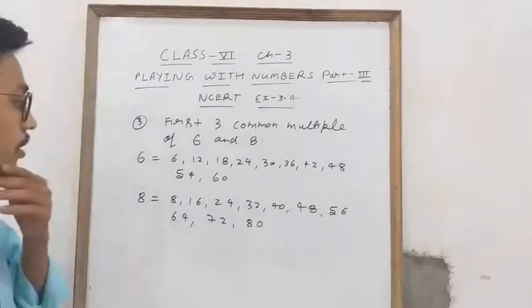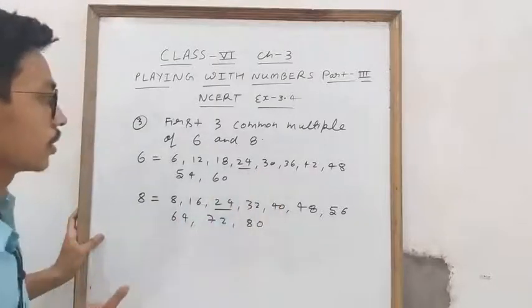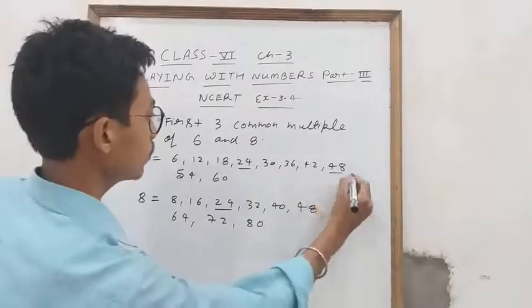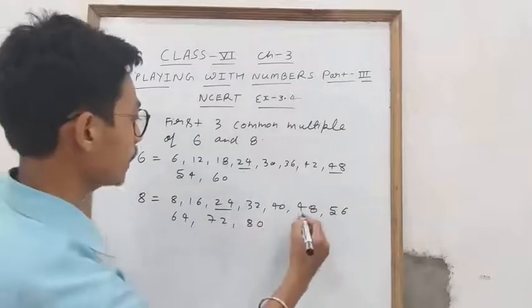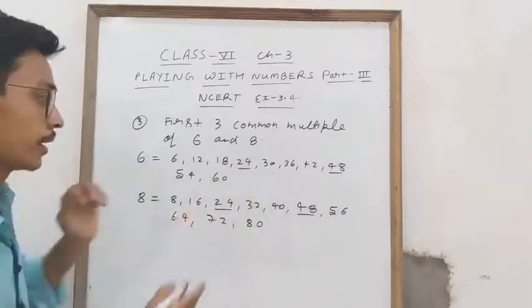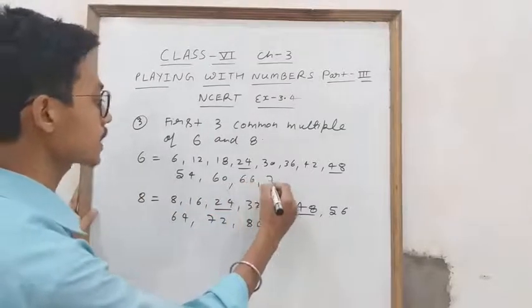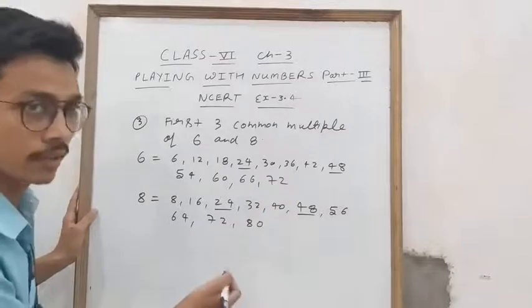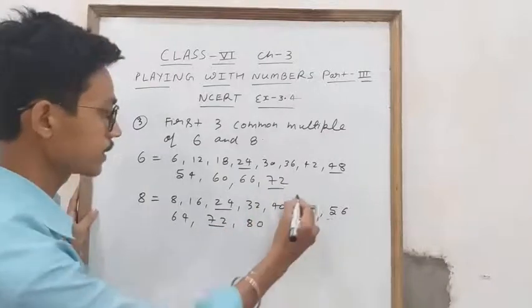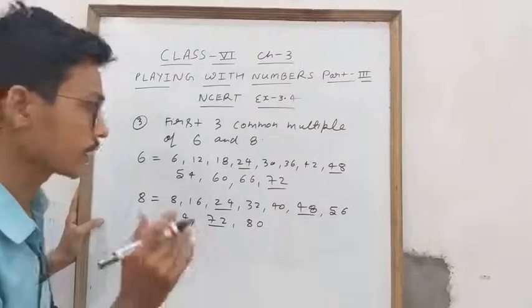Okay student, what common multiple is coming? See, 24 is one common multiple I found. 48 I found, and the rest nothing is found. Next, so further you have to write down again: 6 10s are 60, 6 11s are 66, 6 12s are 72. Now here see student, 72 and 72. Clear? So you have to write down the tables till you find the common multiple.